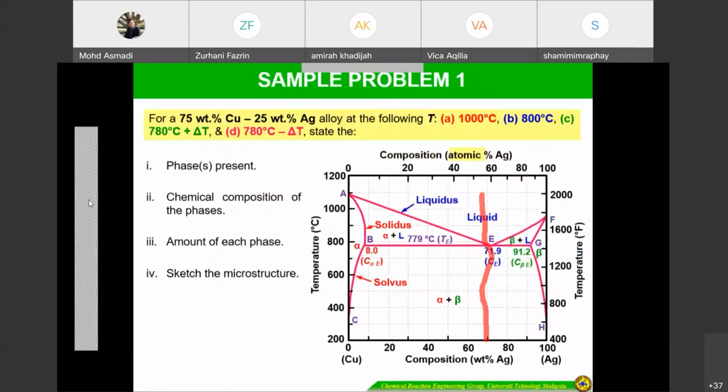Easy, easy. This one is just a minute. I don't want to repeat. Only the difference is the composition. Okay, 1000. Is it okay?